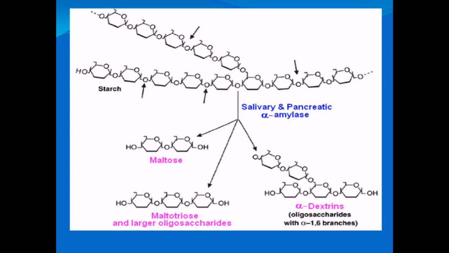Here is the starch. This is the straight chain structure of starch and here is the branched chain structure of starch. By the enzymes salivary alpha-amylase and pancreatic alpha-amylase, starch is broken down into maltose, a disaccharide consisting of 2 glucose molecules, maltotriose, an oligosaccharide consisting of 3 glucose molecules, and alpha dextrins, which consist of several glucose molecules.